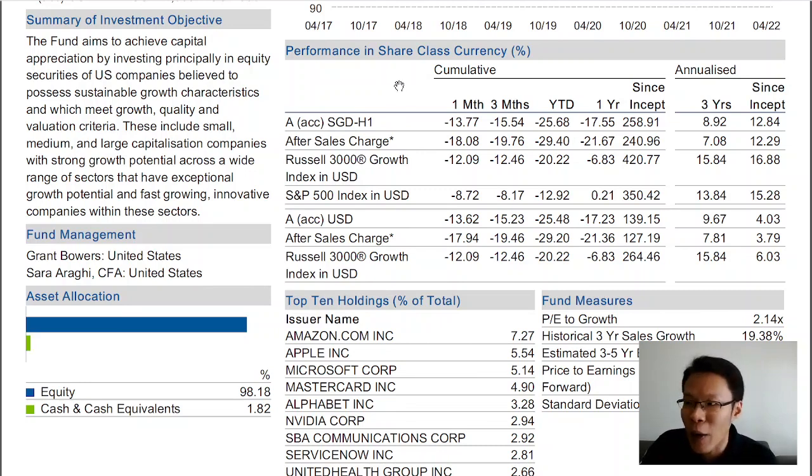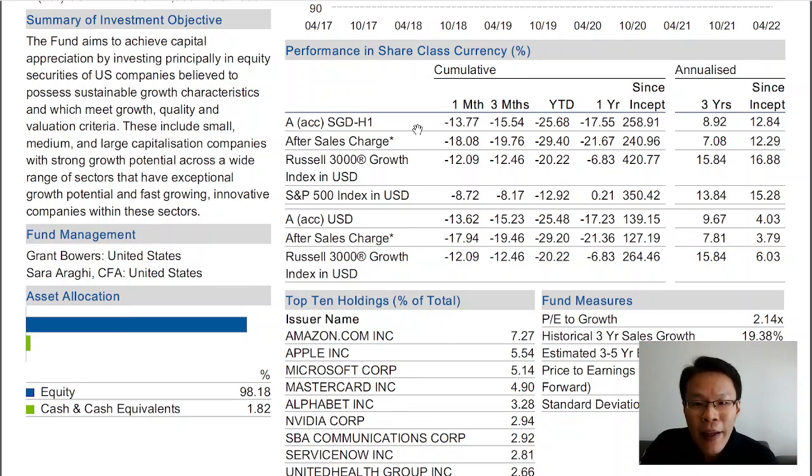Okay, for simplicity, I will not be explaining what is the difference between a SGD H1 and a USD share class. Okay, I'll cover more of that in the future. So as you can see, ACC SGD H1, the year to date is over here, which is in the negative territory. Okay, negative 25.68% for year to date. That is before sales charge. Okay, I'll cover more on sales charge in a while as we move along below.